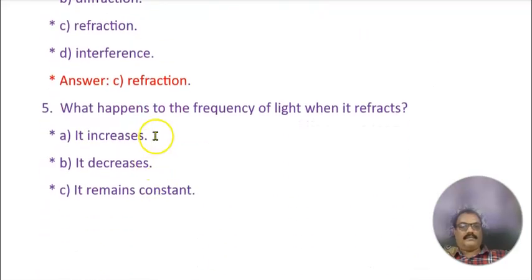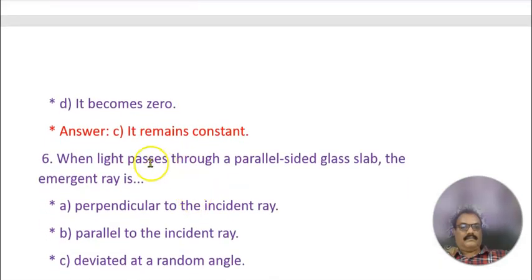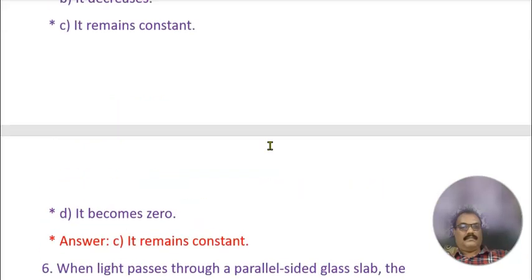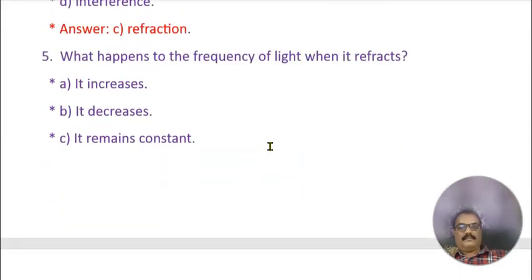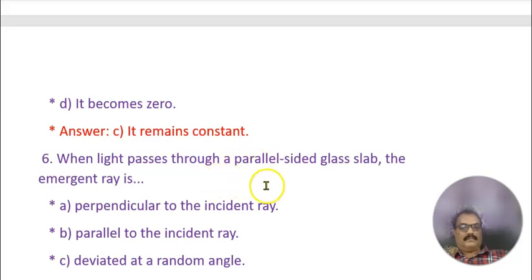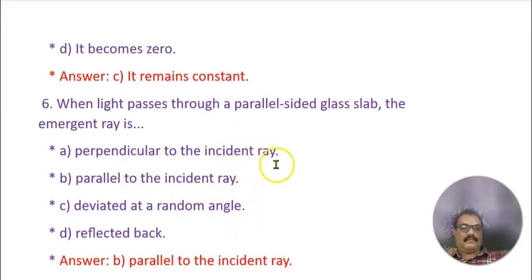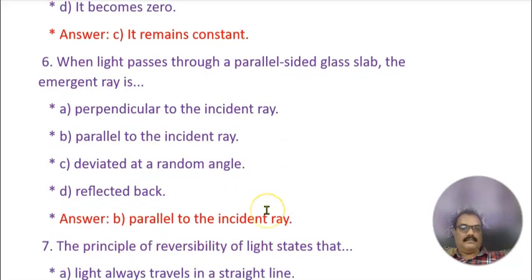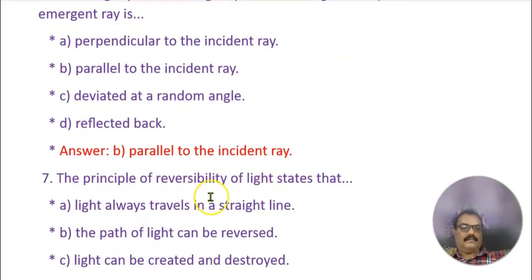5. What happens to the frequency of light when it refracts? A. It increases. B. It decreases. C. It remains constant. D. It becomes zero. Answer: C, it remains constant. 6. When light passes through a parallel-sided glass slab, the emergent ray is: A. Perpendicular to the incident ray. B. Parallel to the incident ray. C. Deviated at a random angle. D. Reflected back. Answer: B, parallel to the incident ray.